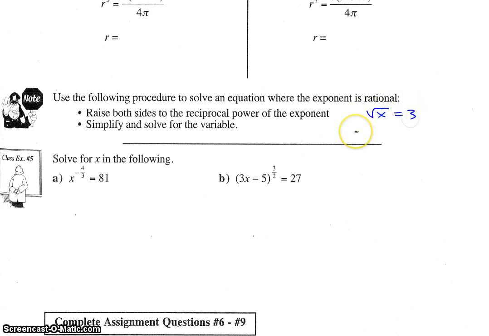If you have root x equals 3, okay, you guys naturally already go, oh, how do I get at the x?